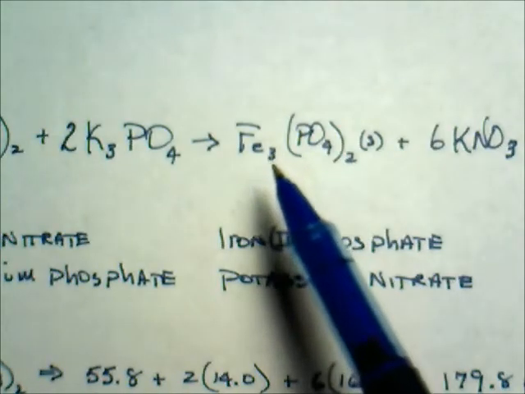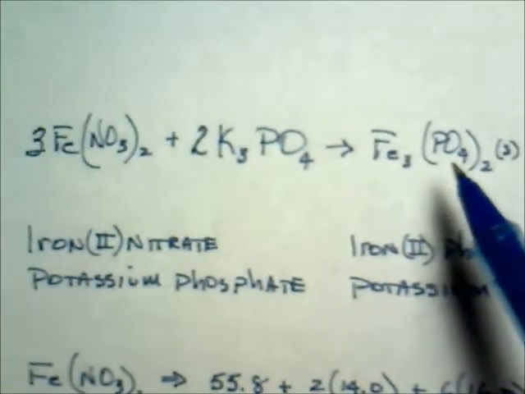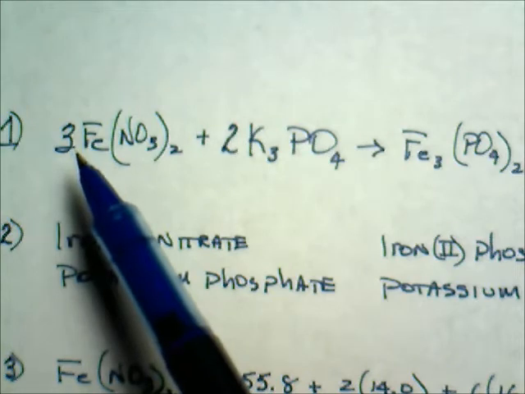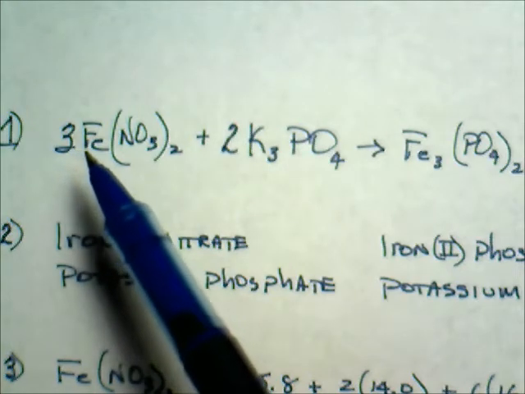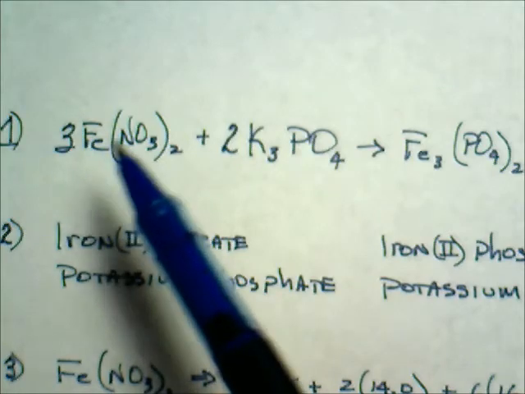Okay, it should be pretty obvious in the next question that if we produce 1 mole of potassium phosphate, the number of moles of iron 2 nitrate that are required is going to be 3. So the answer to number 4 is of course 3 moles of iron 2 nitrate.